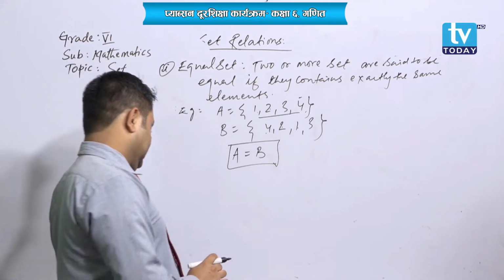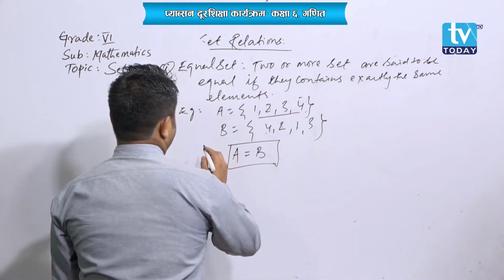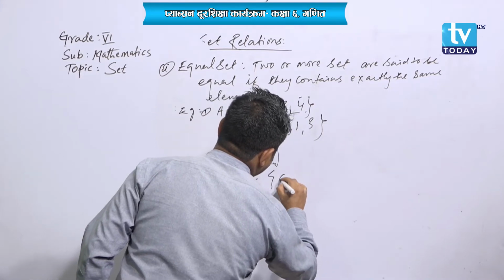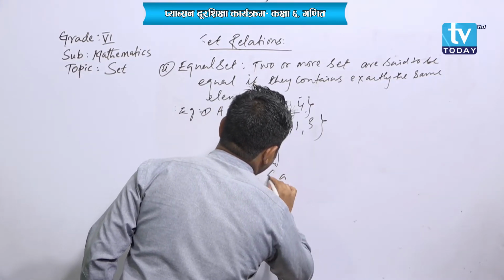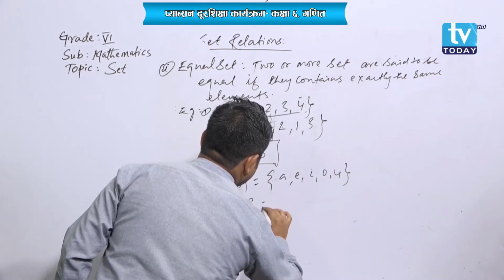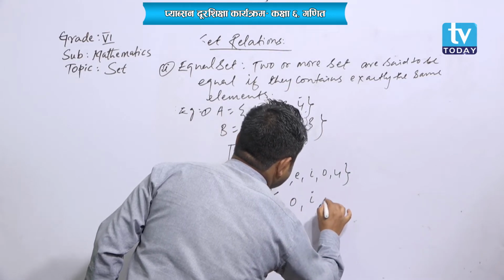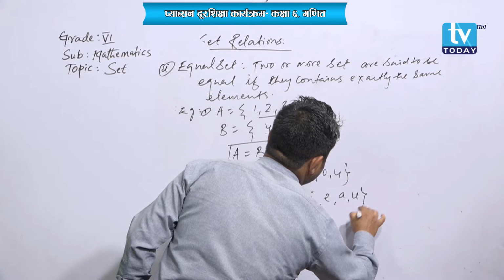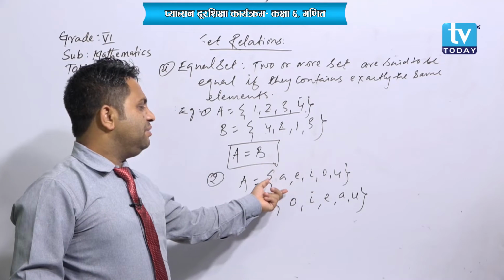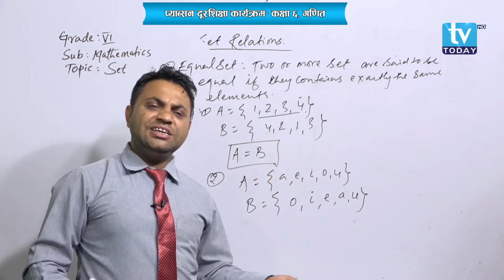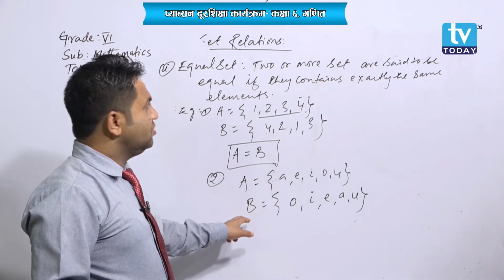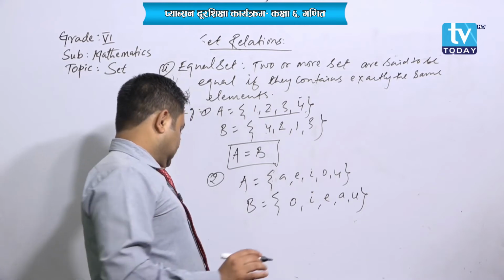Now you can write another example also. Suppose set A is A, E, I, O, U and set B is O, I, E, A, U. Here both sets contain the same elements, same number, and exactly the same elements. So these two sets are also equal sets.